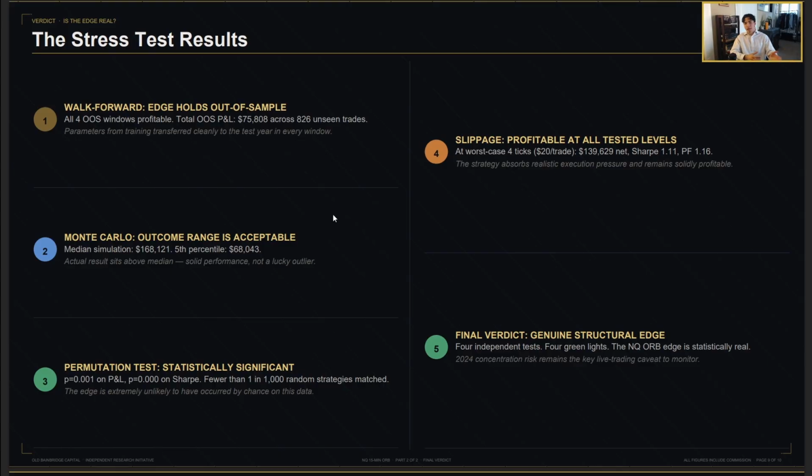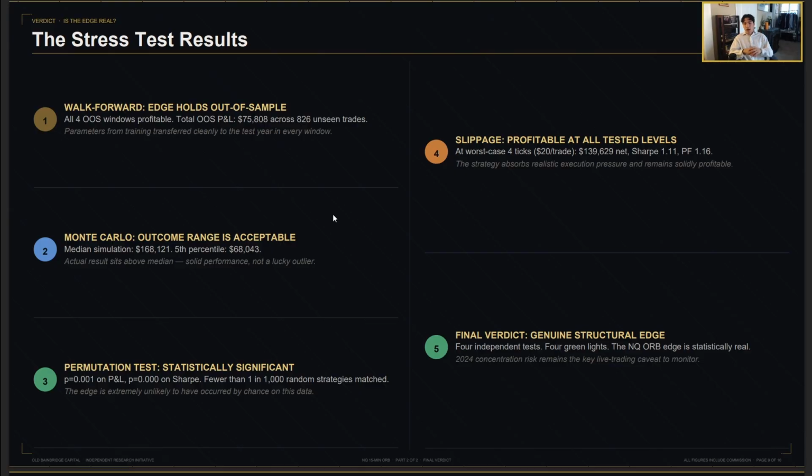So the walk forward out of sample edge actually held up. Even though we saw a decreasing performance in the second half of the data, it still remained profitable. The equity curve was not the greatest, but once again, walk forward analysis is a rigorous test, and to remain profitable is a good sign overall. It had a total P&L of 75,000 across 826 unseen trades. The parameters from training transferred relatively clean to the test here in every window.